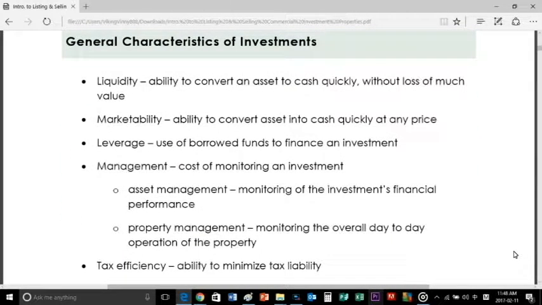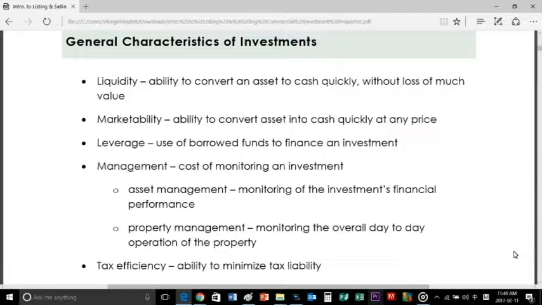General characteristics of investments. Liquidity: ability to convert an asset to cash quickly without loss of much value. Marketability: ability to convert an asset into cash quickly at any price. Leverage: use of borrowed funds to finance an investment. Management: cost of monitoring an investment.